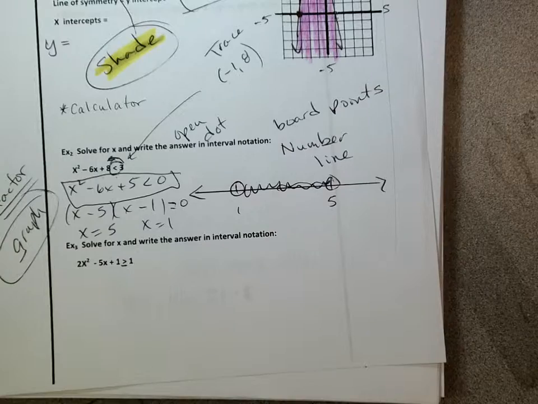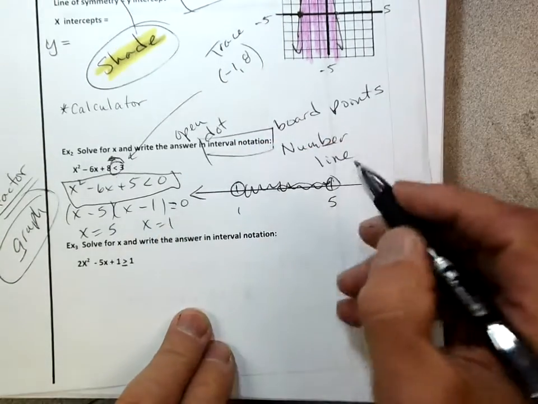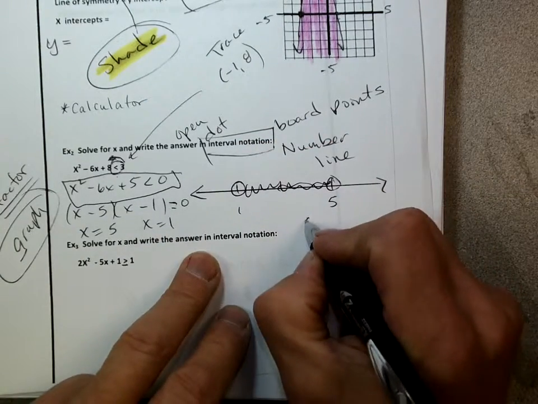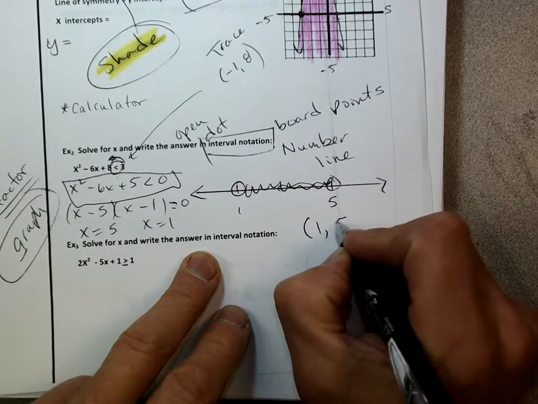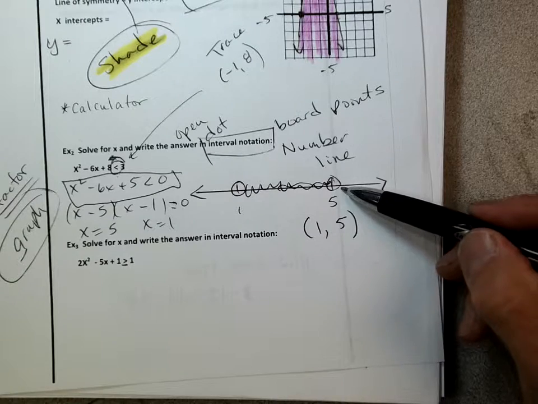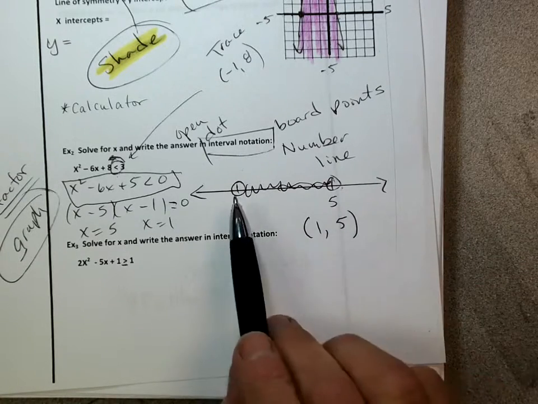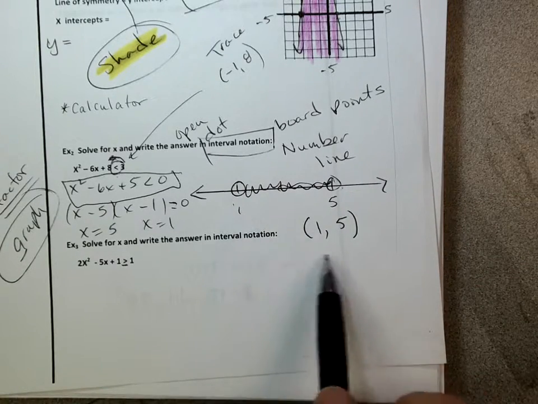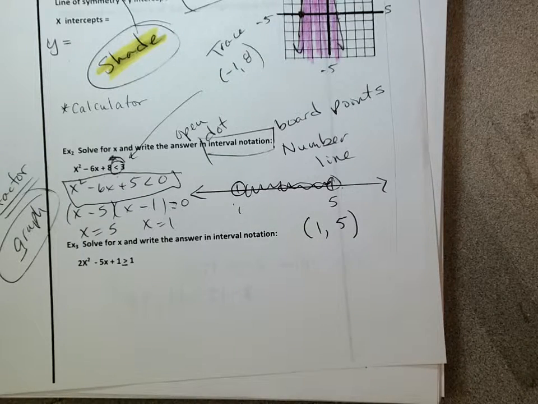Yeah, and so now it does say write in interval notation, okay? So interval notation, parentheses 1, comma 5. I use parentheses because I've got an open circle at 5. I use a parentheses because I have an open circle at 1, not brackets, okay? All right, how about example 2?